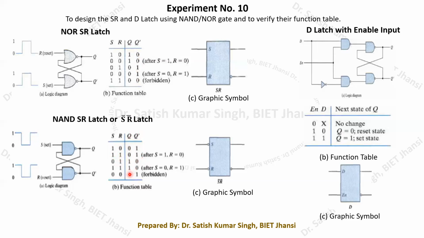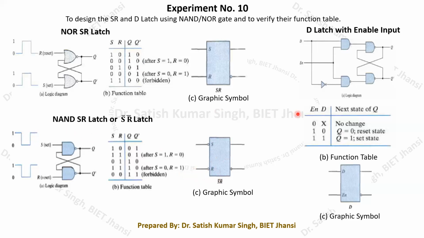Because it is your S bar R bar latch, the graphic symbol for your NAND latch is this: S bar R bar, and here you will find one bubble in front of your S and R. That is how you can automatically understand that this graphic symbol is representing your NAND SR latch.